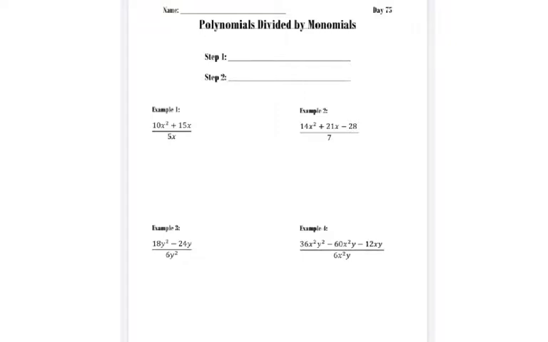Today is our final lesson of this unit. So what we have here is we are still dividing. We started with adding, subtracting, we multiplied, and then you learned how to divide. So we're still in the world of dividing, but this time we have a polynomial, which means it has more than one term, being divided by a monomial.